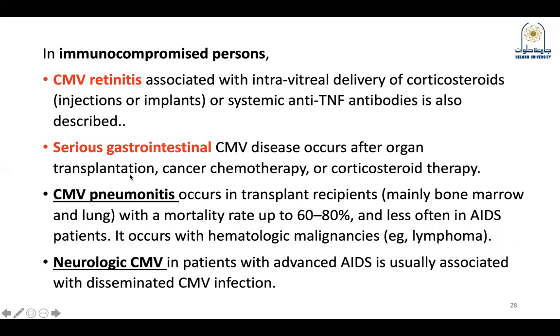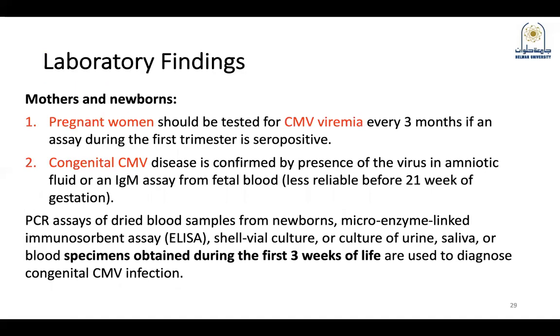So any person who is exposed to immunosuppressive therapy or considered immunocompromised due to malignancy, chemotherapy, organ transplant, or immunosuppressive treatment is at high risk of serious GIT CMV infection. Also, CMV pneumonitis could occur, or it could affect the neurological organs, especially in patients with AIDS. This is called disseminated CMV infection in immunocompromised patients. How do we diagnose those cases?